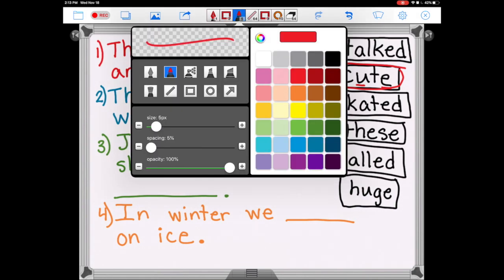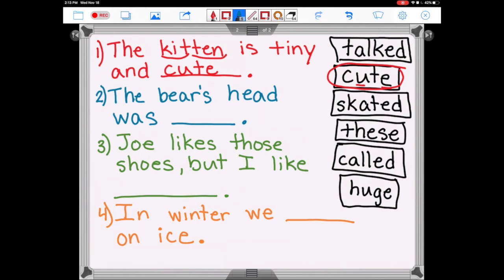Perfect. Let's get blue for our blue sentence. The bear's head was, what do you think? The bear's head was skated? No. The bear's head was called? The bear's head was huge. H-U-G-E. Oh, I forgot to remind you that you can pause the video and write them in your own notebook or board if you want. Also, if you're doing it with me right now, you could write the correct answer on your whiteboard and see if it matches mine. Here we go, green sentence.